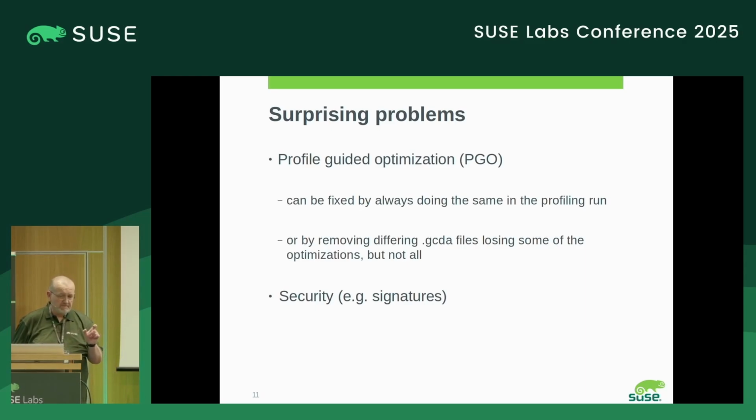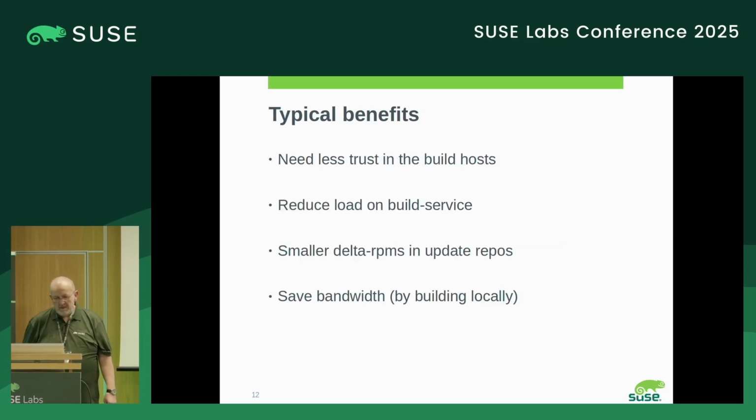The result files of the profiling run, we can remove them, and then we lose some optimization, but not all of it. And the other thing, which is not so easily solved, is security: once you sign something with a certificate, you have to timestamp it, because you have to know whether you signed it while the certificate was still valid. So the timestamp has to be there, and that's problematic, because every time there will be a fresh timestamp.